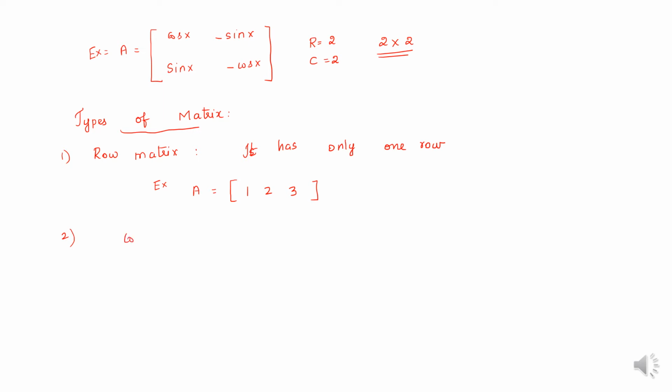Next, I am going to explain the column matrix. What is a column matrix? A matrix that has only one column is a column matrix. So it has only one column. That is known as a column matrix. This is the example for a column matrix: 1, 3, 2. Okay, these are about row and column matrix.